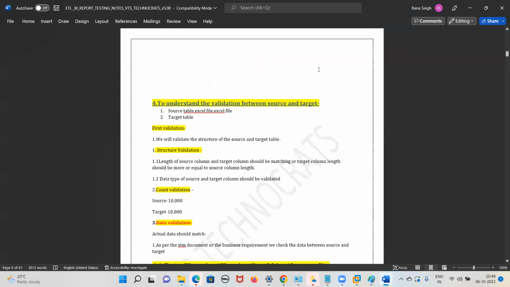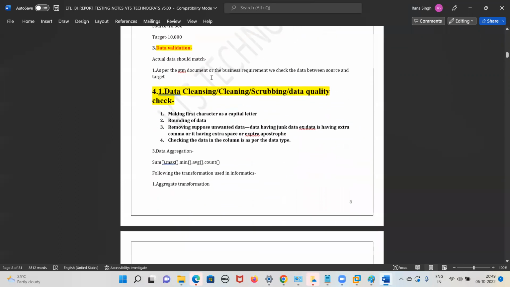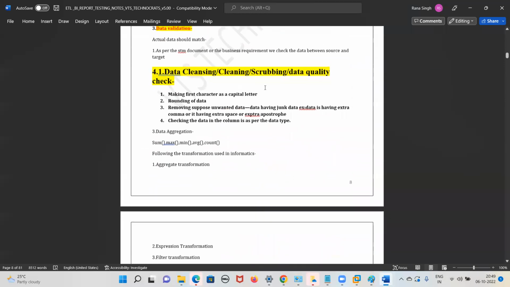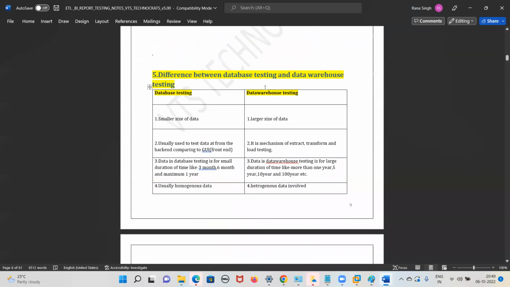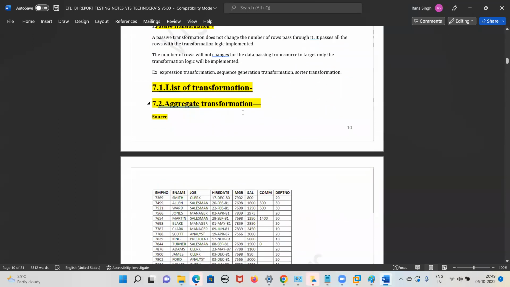Now, guys, the next thing I wanted to tell you is validation, to understand the validation between source and target. This we will start from tomorrow, how we will actually validate the data from source to target. Now, guys, this class is very important, because I will tell you all the data quality checks and all the transformations, which I will start tomorrow.